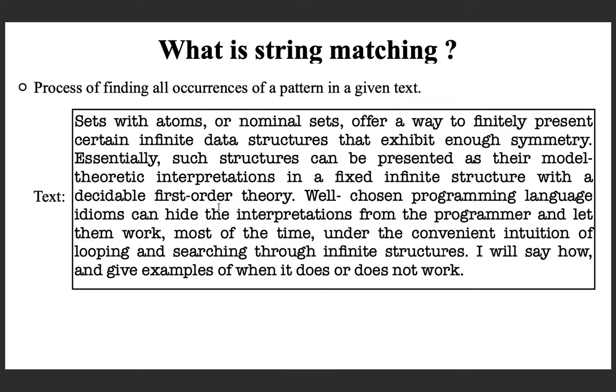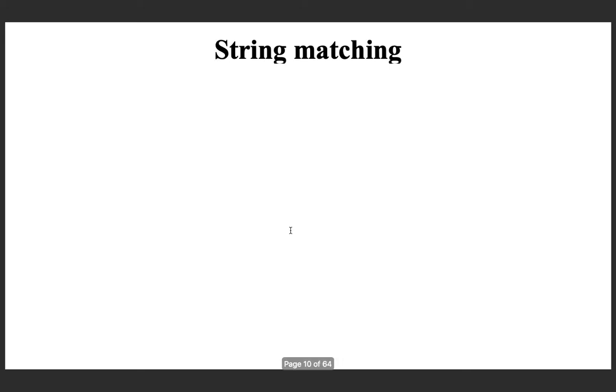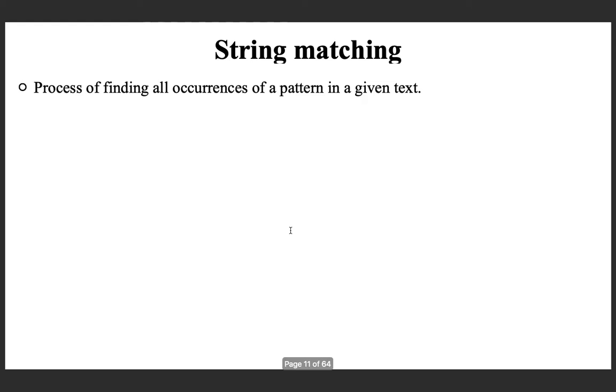Another example, on the same input text, if you look at the pattern as ITE, then the string matching problem should find all occurrences of this pattern in the given text. In this case, only 4 occurrences are there, and which is now shown in the screen. So, basically string matching is the process of finding all occurrences of a pattern in a given text.